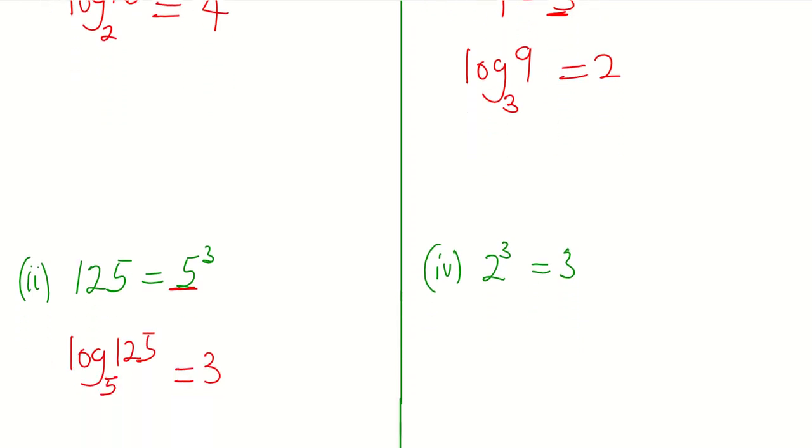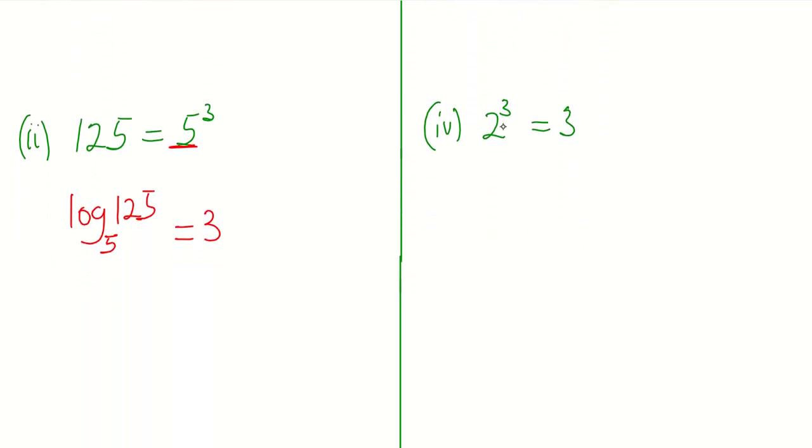The next question, we have 2 exponent 3 to be equal to 3. So likewise, like we said, we can write it as 3 to be equal to 2 exponent 3, which means we can apply logarithm, and we have logarithm of 3, and the base is 2, which is equal to the 3 here, and we have our 3 as such. And that's how you can change from exponential index form to logarithm form.